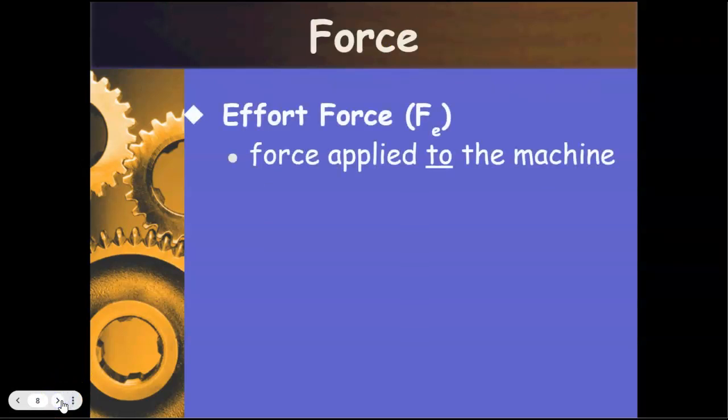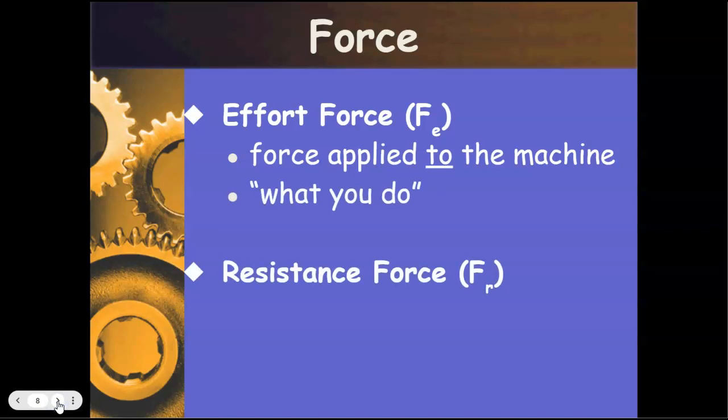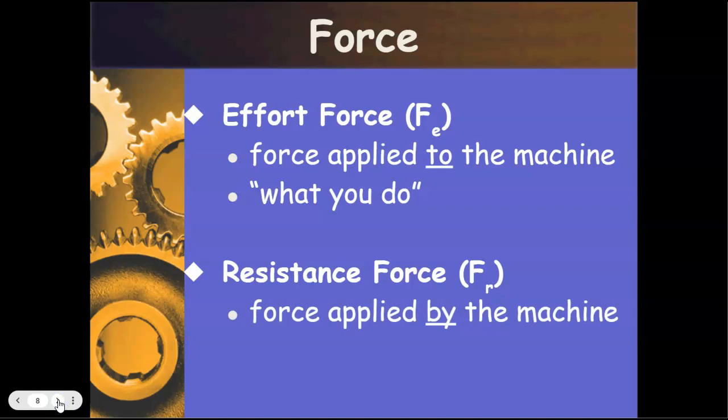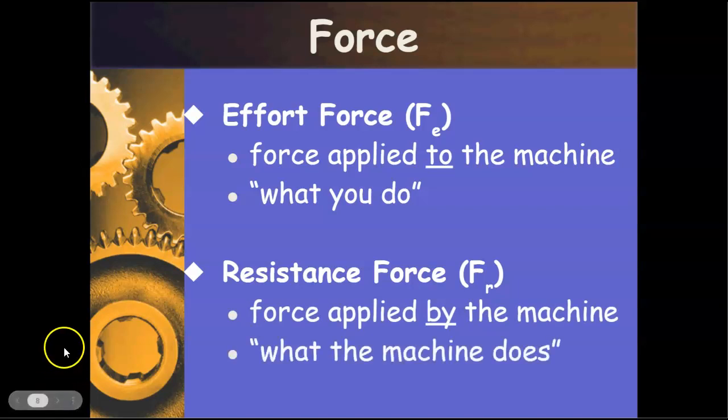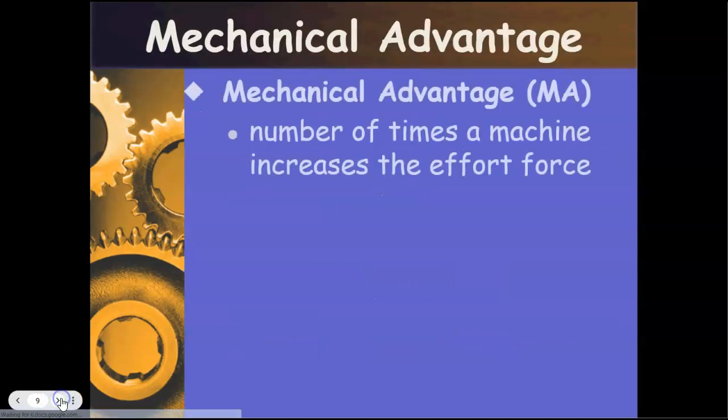Now, we saw those E's a couple slides ago in that formula that was just showing us the conservation of energy, but the E is for effort, so the effort force. This is what is applied to the machine. So the effort, think about the effort you are putting forth, that you are applying, is the force applied to our simple machine. It's what you do. The resistance force, which is Fr with that little R notation there, is the force applied by the machine. So it's what the machine does. So the effort force is what you do. The resistance force is what the machine does.